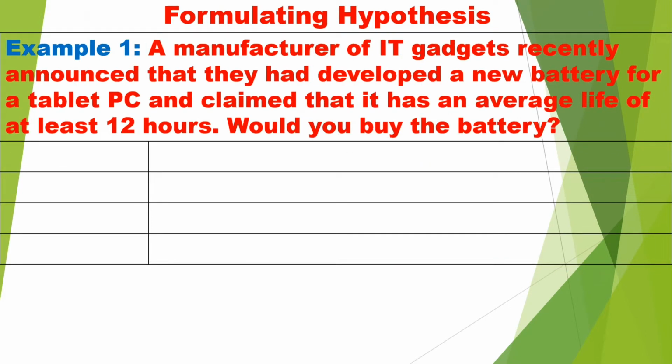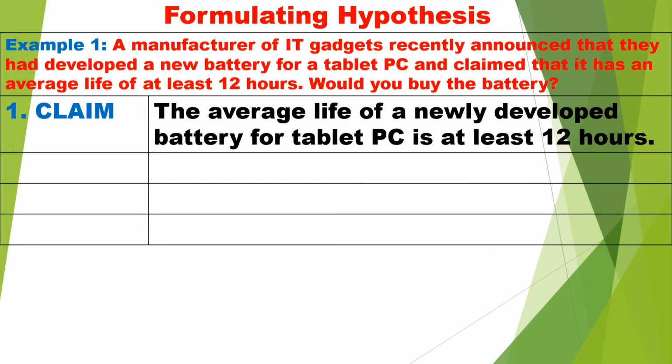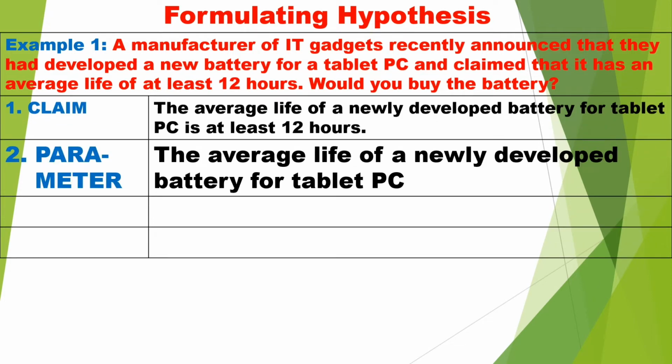Let's take this example 1 in formulating hypothesis. A manufacturer of IT gadgets recently announced that they had developed a new battery for a tablet PC and claim that it has an average life of at least 12 hours. Would you buy the battery? For step 1, the claim is the average life of a newly developed battery for tablet PC is at least 12 hours. Step 2, the parameter is the average life of a newly developed battery for tablet PC.